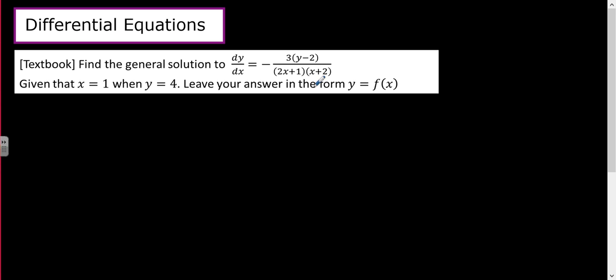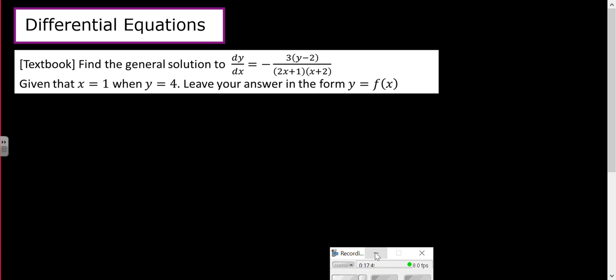If you have a look at this, when you separate your variables, you might be way ahead of me here, but you'll be able to predict. You've got 2x plus 1 multiplied by x plus 2 as a denominator. And you're going to have to think about what's the best method of integrating that function. So I'll pause the recording again, and I'll give you guys a few minutes head start before I launch in and start talking it through.